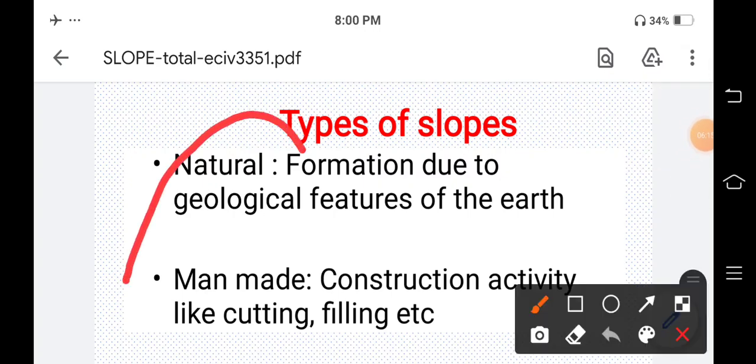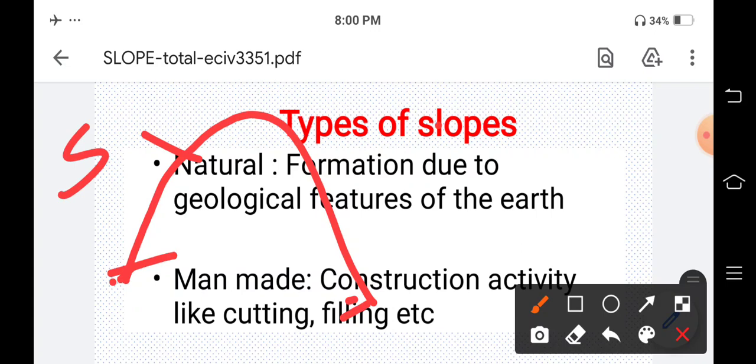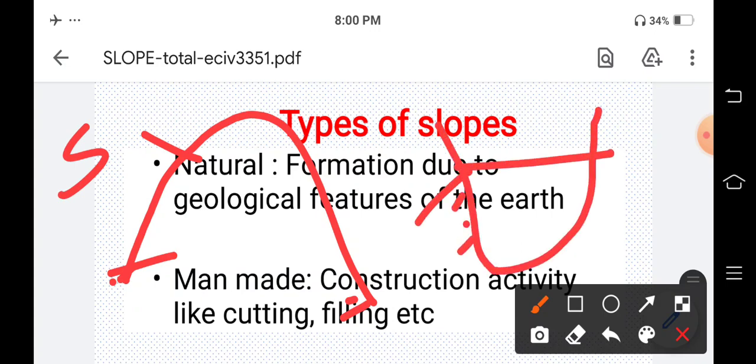Suppose this is a hill. This is the slope. If you take the reverse, this is a valley, and this is the groundwater level. This is a valley, or we can say a river. This is also a slope. These are the natural slopes, formed naturally.